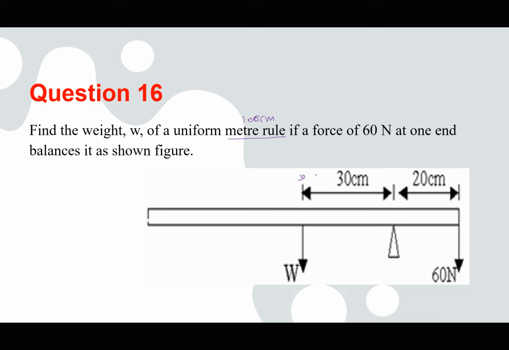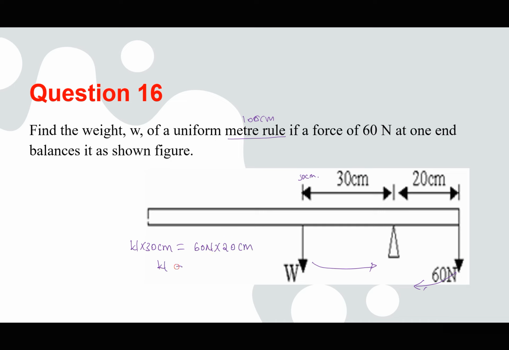Because it is uniform, its weight acts at the 50 centimeter mark. So the distance here is given as 30. So this causes anti-clockwise moment. 60 newtons causes clockwise. So taking moments about the pivot, the sum of anti-clockwise moment W times 30 centimeters should be equal to 60 newtons times 20 centimeters.